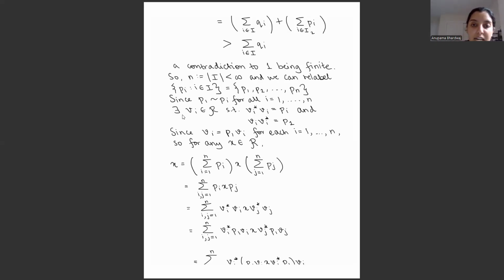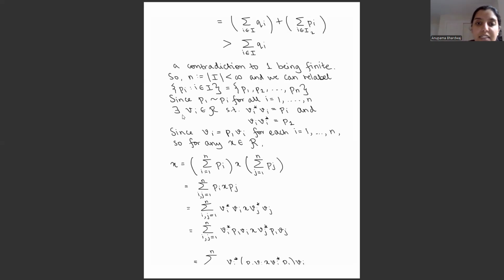And since V_i is equal to P_1 V_i, why is that true? Because V_i is equal to V_i star V_1, because it's a partial isometry. That's the definition. And so V_i star is P_1. So then that's equal to P_1 V_i.